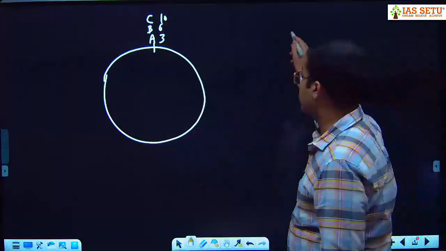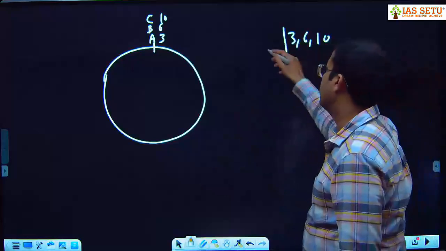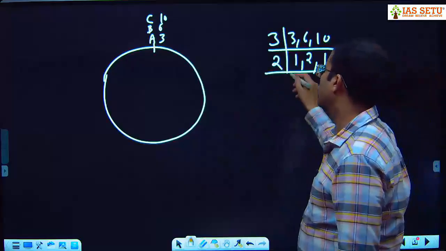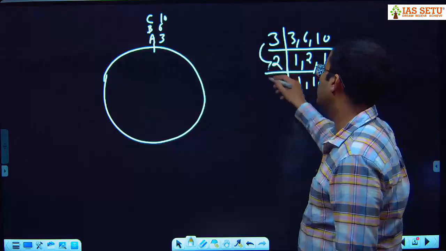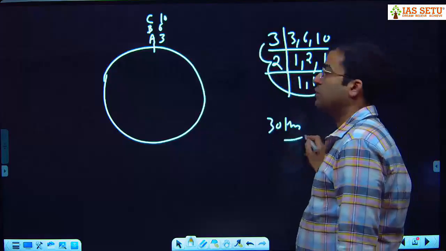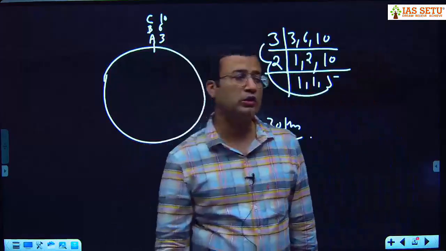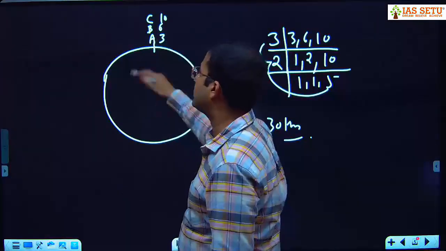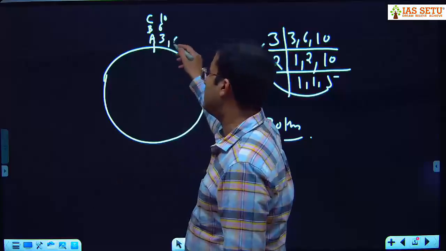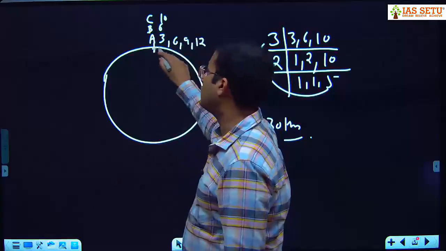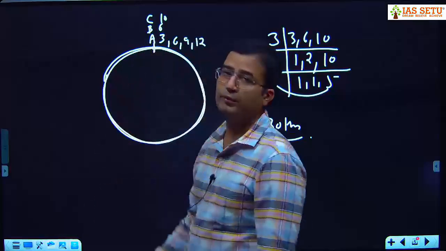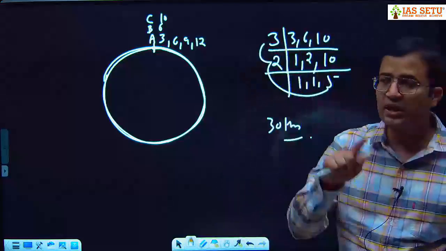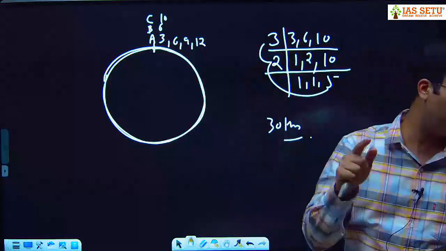So you take the LCM of 3, 6, 10. 3 common: 1, 2, 10. 2 common: 1, 1, 5. So it is 6 into 5, 30 hours. So after 30 hours, all 3 athletes meet at the starting point. देखो A क्या करेगा? Every 3 hours will be at the starting point: at 3 hours, 6 hours, 9 hours, 12 hours. तो हर 3 के मल्टीपल पे A स्टार्टिंग पॉइंट पे पहुंच जाएगा. B हर 6 घंटे में स्टार्टिंग पॉइंट पे पहुंच जाएगा. B takes 6 hours, 12 hours, 18 hours, 24 hours, 30 hours.